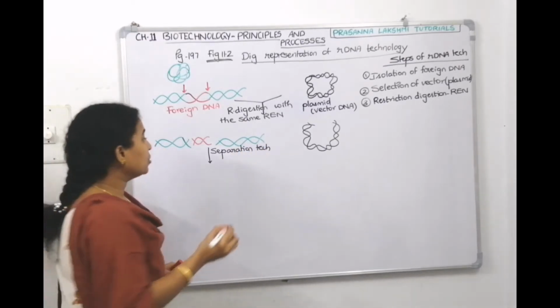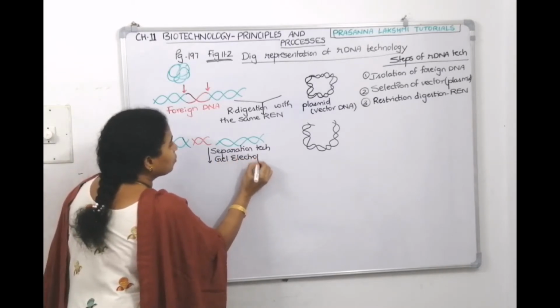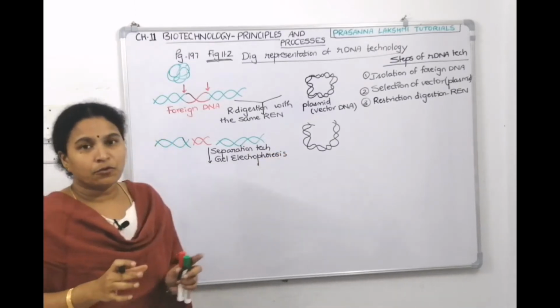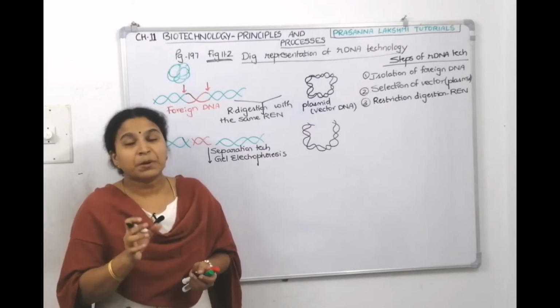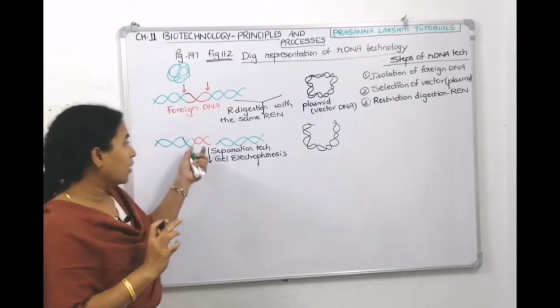What is the name of the separation technique? I am telling you, it is called the gel electrophoresis technique. After this I am going to do that technique only. When we do gel electrophoresis, you can separate particularly the DNA which you want. Okay, you got it, right?